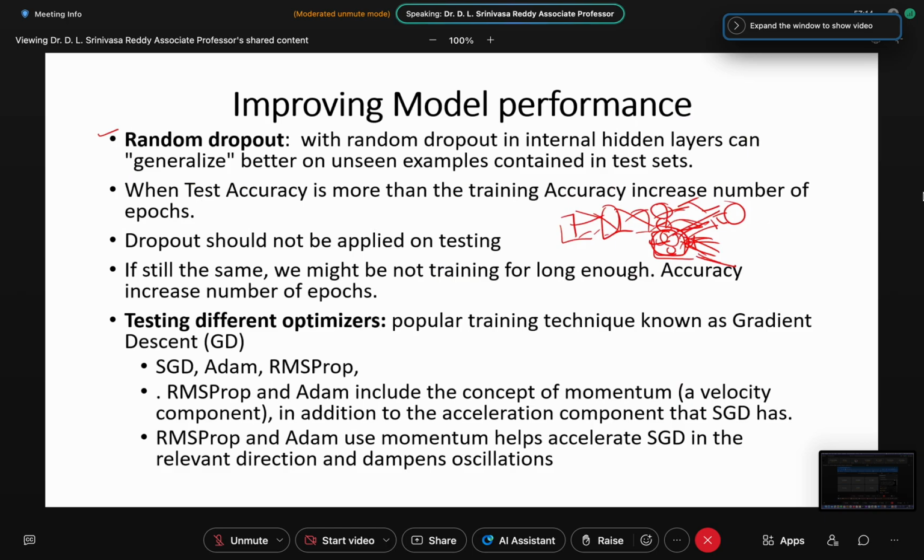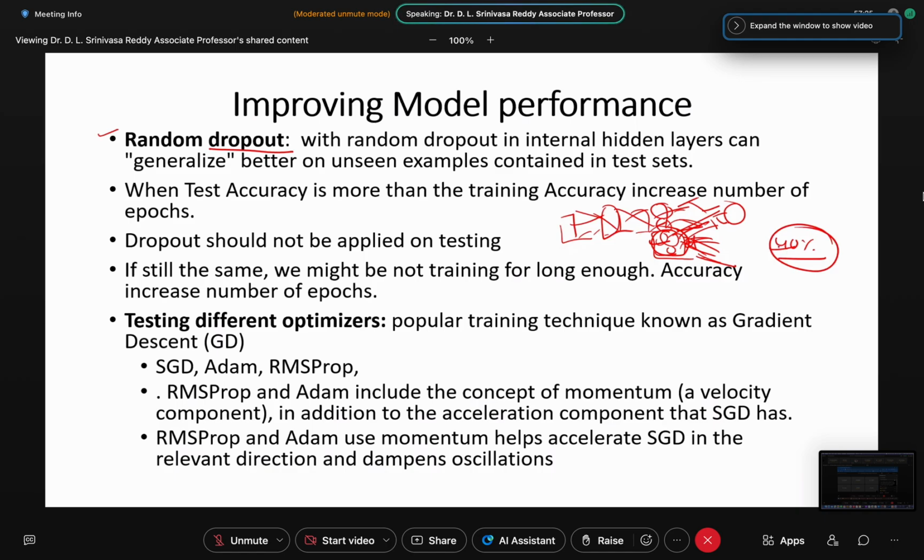So that sometimes you may get a good accuracy. That is called dropout. That percentage must not be more than 40% in the entire training. You should not nullify more than 40% of the neurons. That should be less than 40 only.